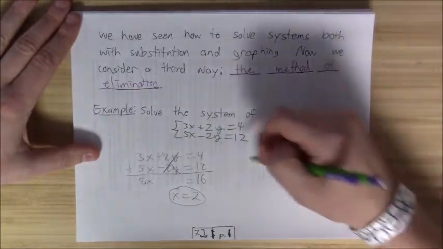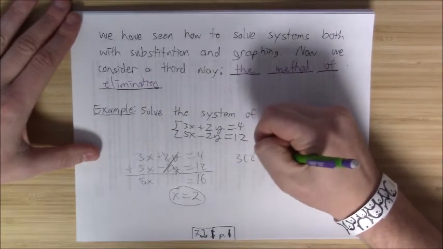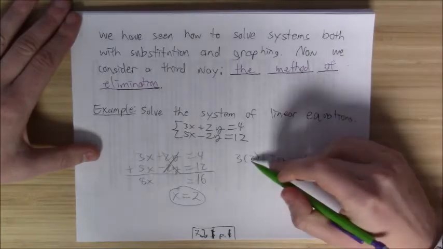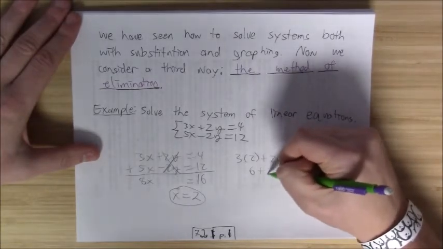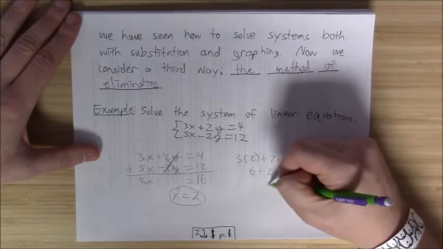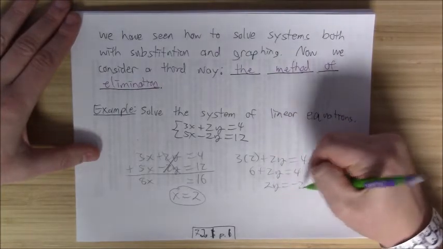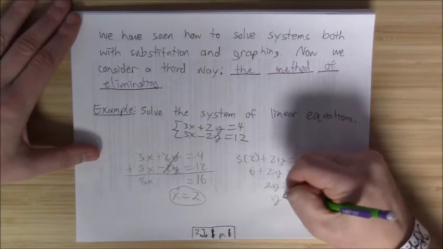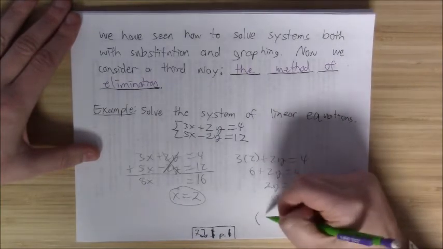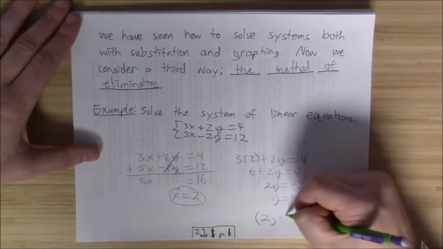Let's go ahead and use the first equation. So 3 times 2 plus 2y equals 4. So we have 6 plus 2y equals 4. Subtract 6 to the other side, we get 2y equals negative 2. Divide both sides by 2, you get y equals negative 1. That is, we have as our solution the ordered pair 2, negative 1.